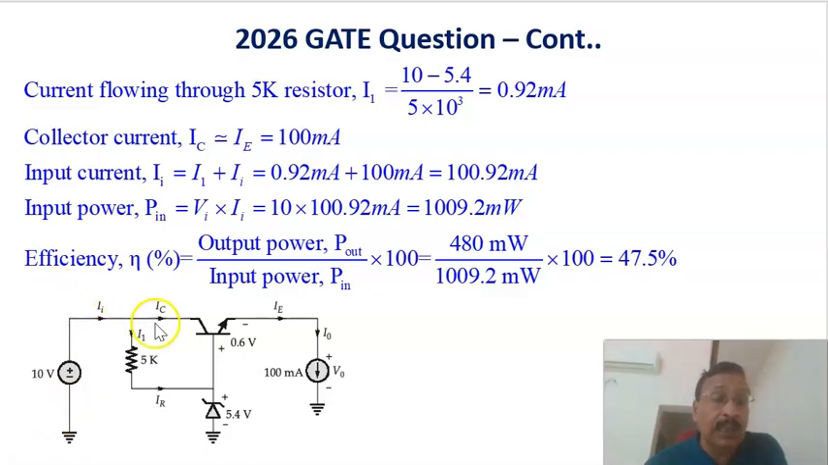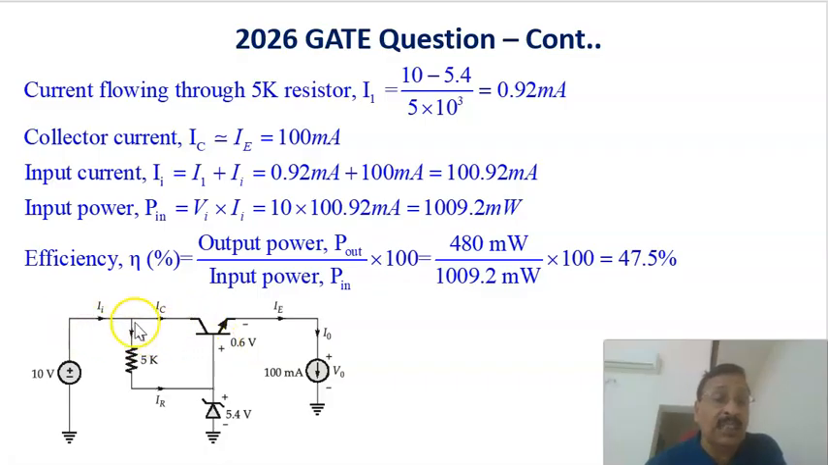In order to calculate the input current, it is a summation of the collector current plus the current through this resistor. Let us see what is the current through this resistance. The current flowing through the 5K resistor is this voltage, 10 volts, minus this voltage, 5.4 volts, divided by 5K, which is equal to 0.92 milliampere. Therefore this current is 0.92 milliampere, and the collector current is almost equal to the emitter current because the base current is very small. That is why the collector current is almost the same as the emitter current or the load current, which is 100 milliamperes.